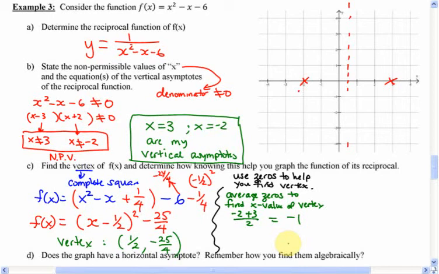Okay, so you're like, well, that's great, Mr. Lee. It's not negative 1, it's negative 1/2. Okay, that's great. But wait a minute, the vertex has an x-coordinate and a y-coordinate. How can you find the y-coordinate now? That's right. Just go ahead now and plug it into the original equation, right? Plug it into f of x.